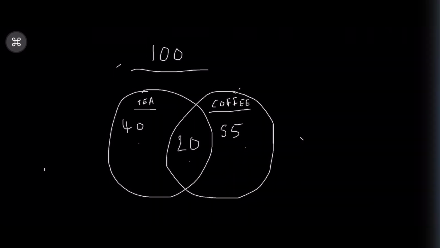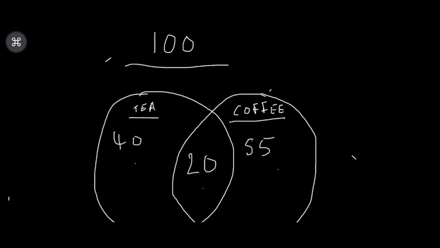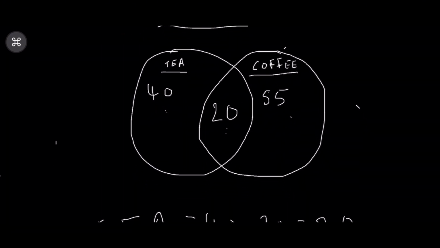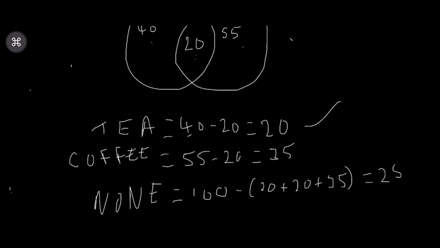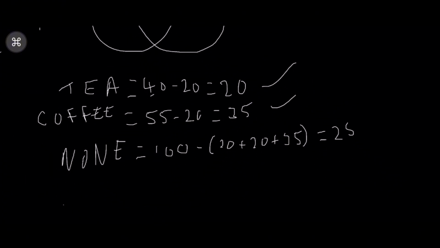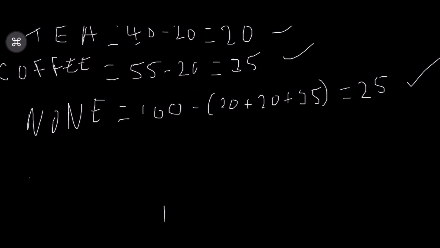We're going to look at Venn diagrams. These often appear on higher level GCSE papers, so let's go through an example. 100 people are surveyed. 40 of them like tea, 55 of them like coffee, and 20 of them like both. In the intersection, we put 20. Tea only equals 40 take away 20, which equals 20. Coffee only is 55, and then we take away the 20, which equals 35. Neither is 100 take away 20 plus 20 plus 35, which equals 25.